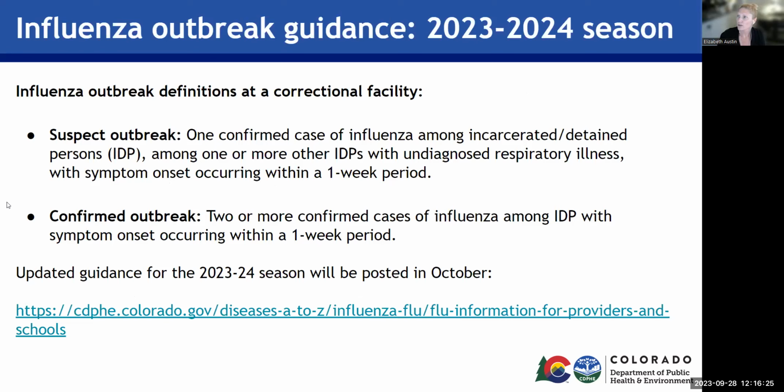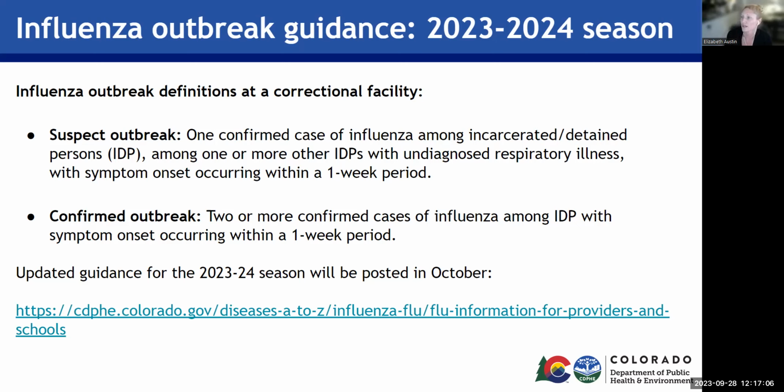So to cover what the outbreak definition would be for a flu outbreak at a correctional facility. A suspect outbreak would be if you have 1 confirmed case of influenza, confirmed via testing among incarcerated or detained persons, or IDP, among 1 or more other IDPs with undiagnosed respiratory illness with symptom onset occurring within a 1-week period. And then a confirmed outbreak would be at least 2 or more confirmed cases of influenza among IDP with symptom onset occurring within a 1-week period.